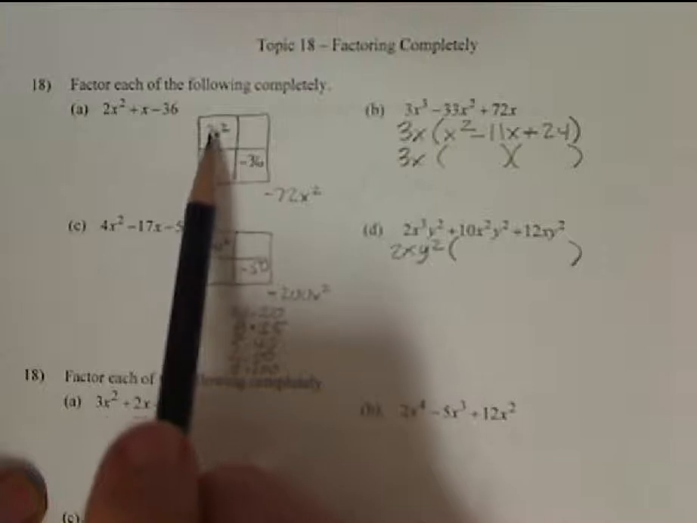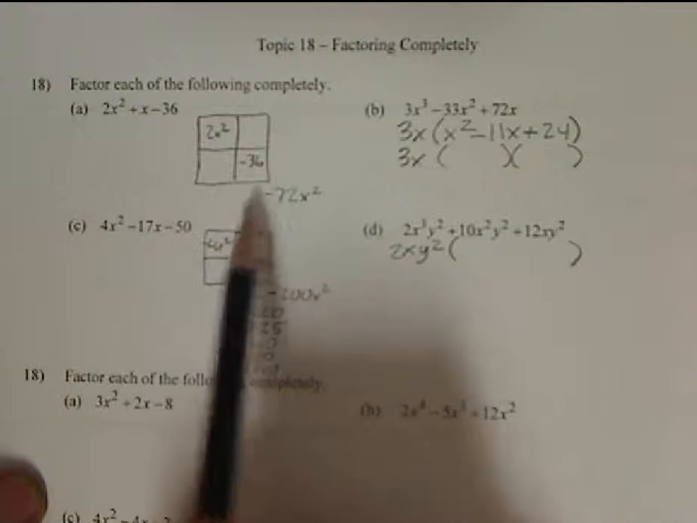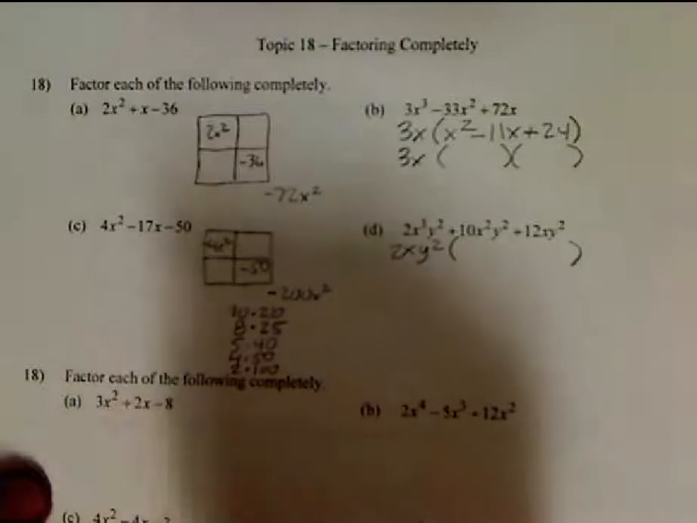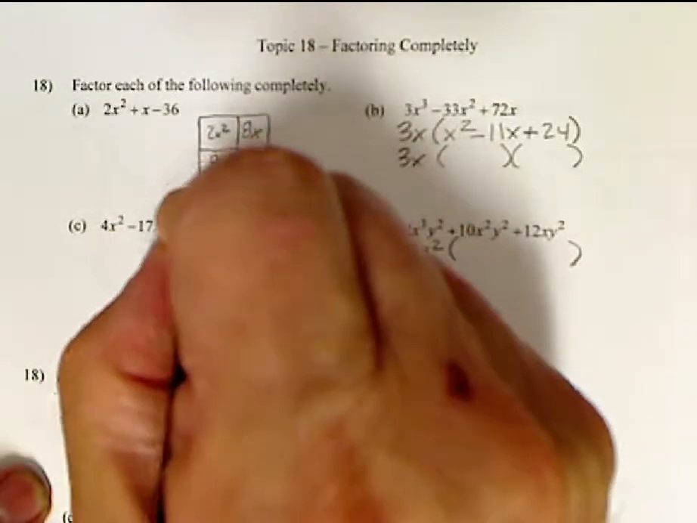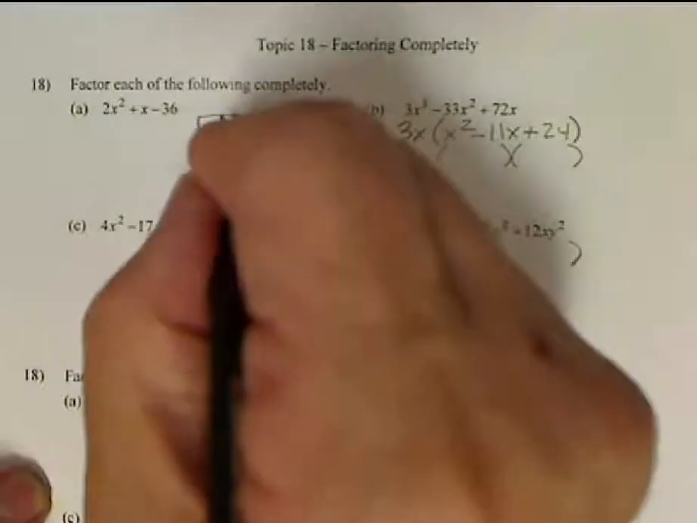Multiply these two together, I get 2x squared times negative 36 is negative 72x squared. It's negative, so it means one's positive, one's negative. I need two numbers that when you multiply them together will give you negative 72, but when you add them gives you positive 1. That means they're going to differ by 1. Well, 8 and 9 work. So if I made this 8x and this is 9x, well, I want to end up with a positive, so I'm going to have to make the 8 a negative.